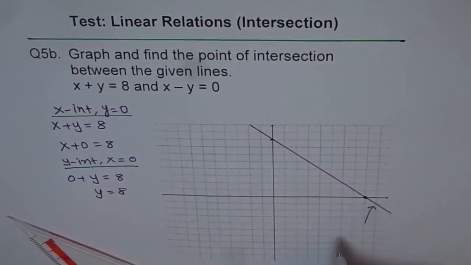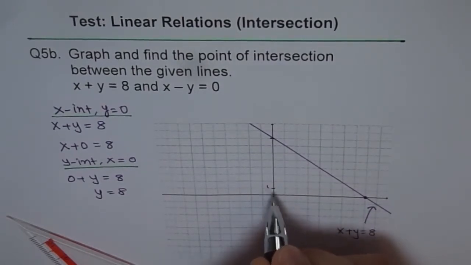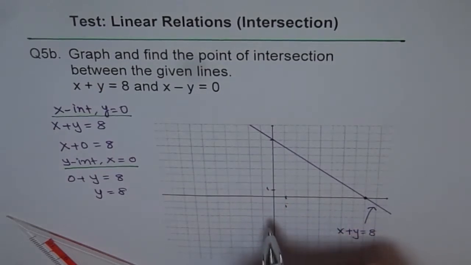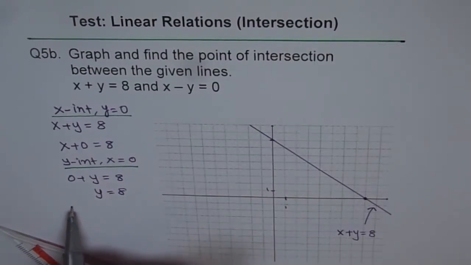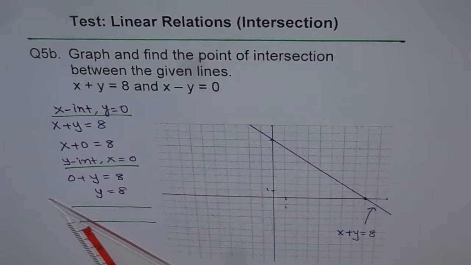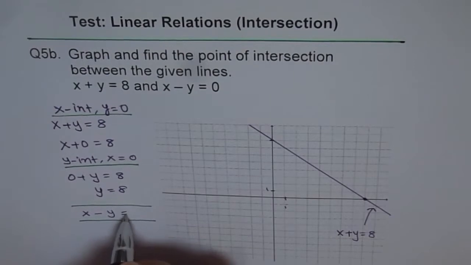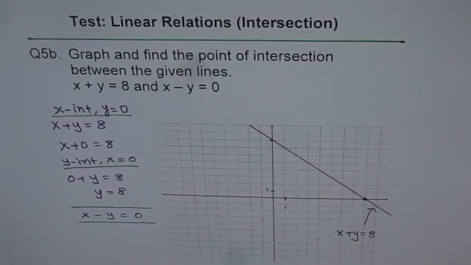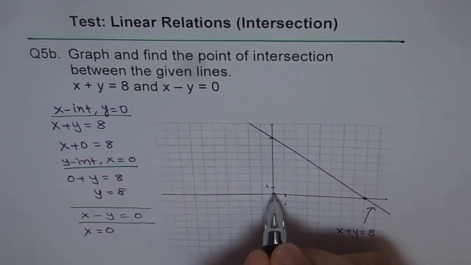So there it goes. We have this line which represents the equation x plus y equals 8. Let me write here x plus y equals 8. We are using a scale of 1. Now let's do the same thing for the second equation, which is x minus y equals 0. It is going to be tricky. I'll show you how. Now if I find the x-intercept, y equals 0 gives me x equals 0. So I get x equals 0, which is this point.